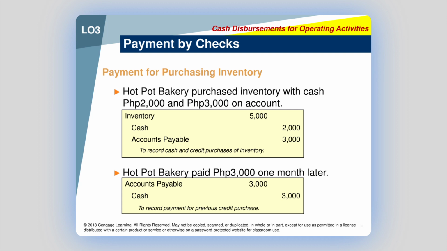Number one, what if you purchase inventory, with cash of 2,000 and 3,000 on account? So what is the entry here? You debit inventory of 5,000. Then you have your cash of 2,000 and utang mo na 3,000 to record the cash and your credit purchase of your inventory. And then what if we pay it one month later? So ito ay on account, so you debit here accounts payable and credit here your cash, no? It is worth 3,000. Okay.